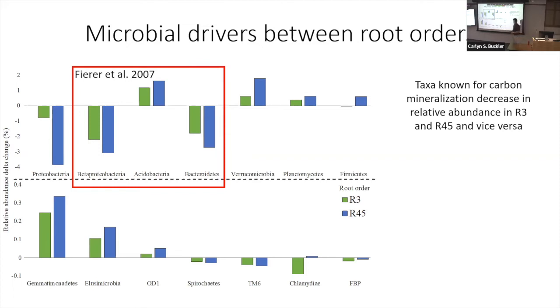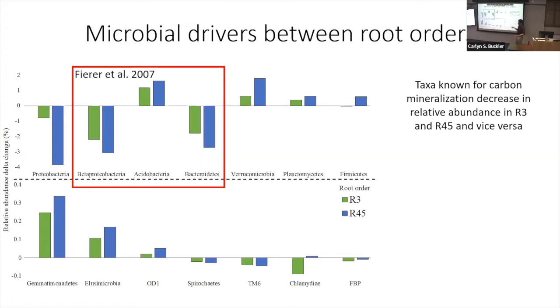Now that's a really cool pattern because a long time ago, back in 2007, an awesome microbial ecologist, Noah Fierer, set out to figure out some general functional roles of bacteria in the environment. And what he found was that the beta proteobacteria and the Bacteroidetes correlate really positively with carbon mineralization. So these taxa are really good at using carbon and breaking it down really quickly.